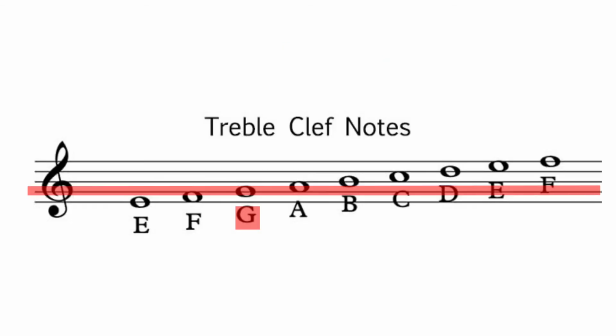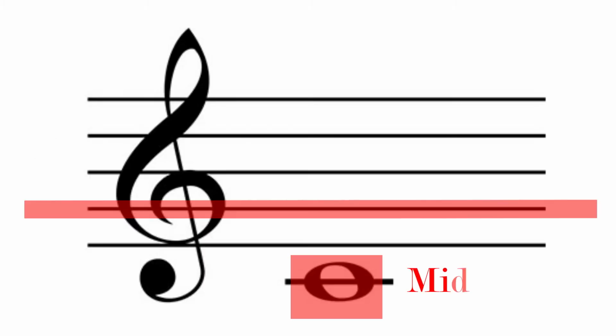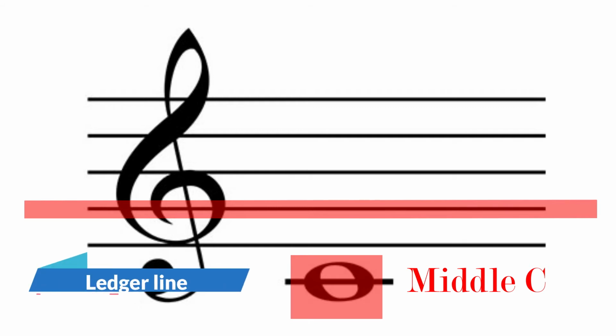Here are the notes in the treble clef stave, and you can see the clef is sitting on the G line. We can also see here middle C is sitting on a ledger line just below the treble clef stave.